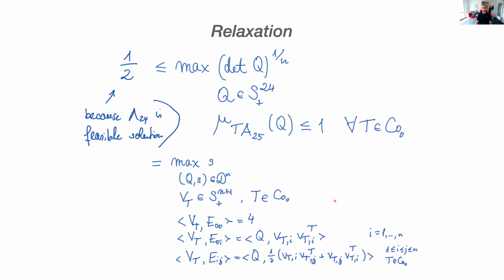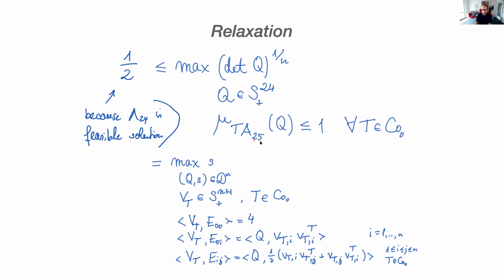Okay, so how is it done? It's done by a max-det relaxation. So here is the relaxation we are going to solve. We are going to maximize the determinant of Q to the power 1 divided by n, where Q lies in the cone of positive semi-definite matrices of size 24 times 24, and we want the circumradius of all simplices of type A25 to be bounded by 1.